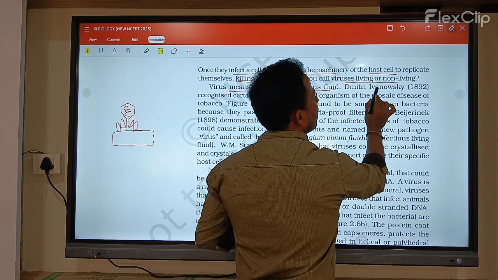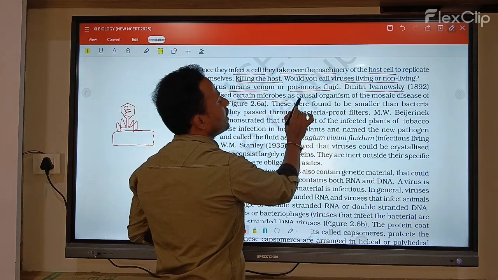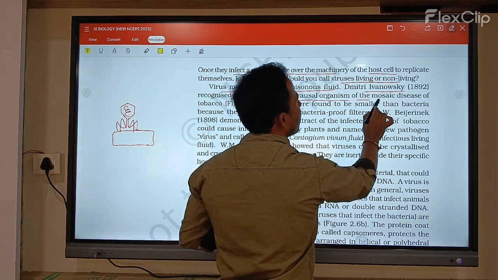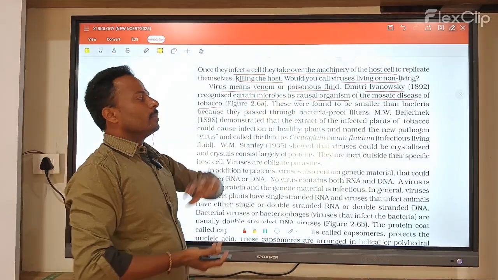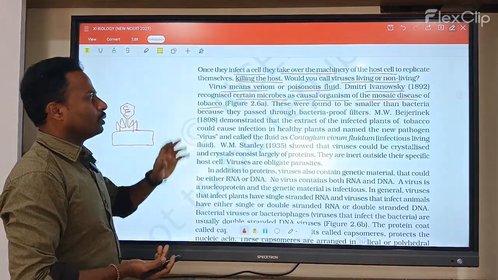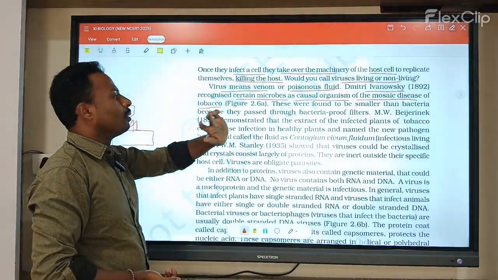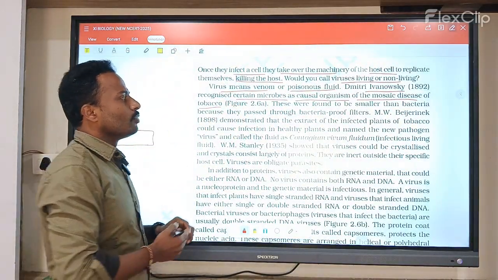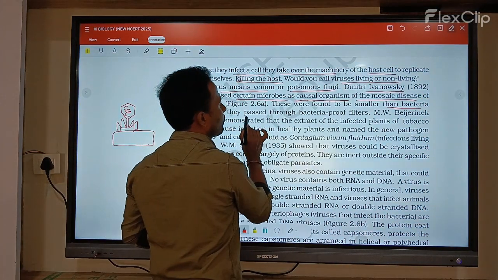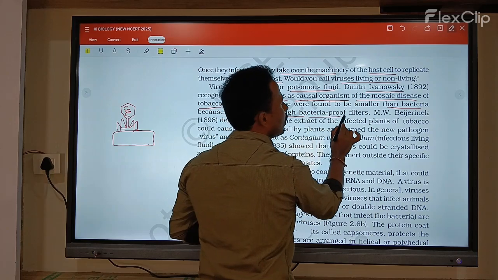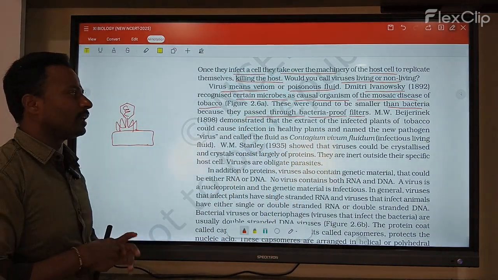Dmitri Ivanovsky in 1892 recognized certain microbes as the causal organisms of the mosaic disease of tobacco. He found that they were smaller than bacteria because they passed through bacteria-proof filters.